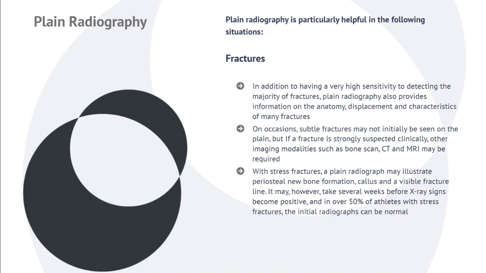With stress fractures, a plain radiograph may illustrate periosteal new bone formation, callus and a visible fracture line. It may, however, take several weeks before X-ray signs become positive, and in over 50% of athletes with stress fractures, the initial radiographs can be normal.